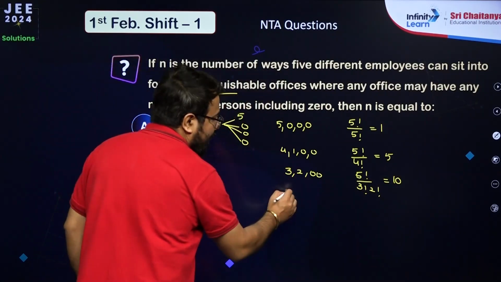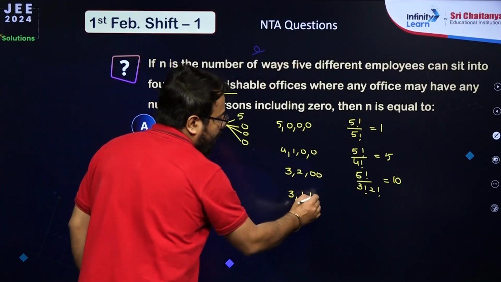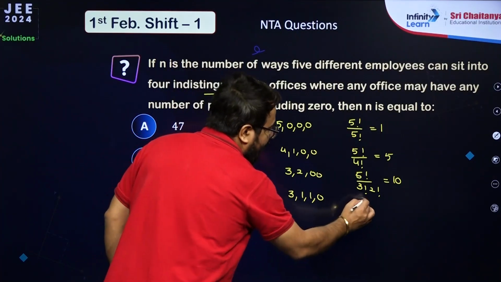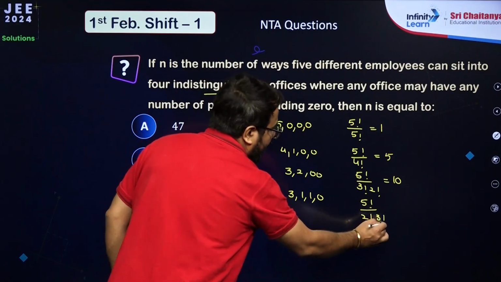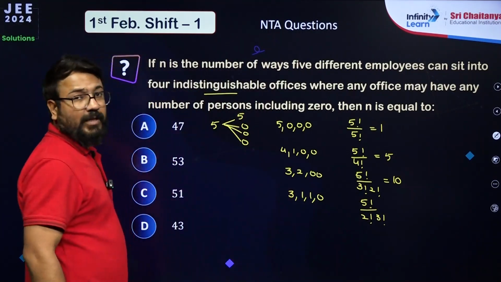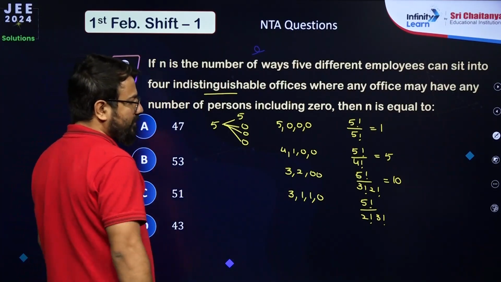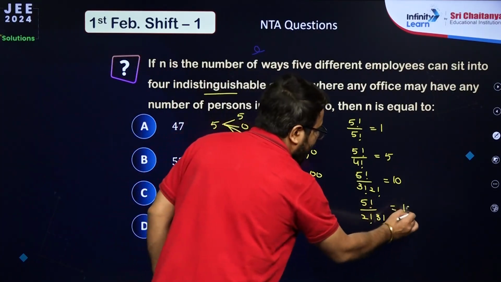Next possibility is 3, 1, 1, 0. So that will be 5 factorial over 2 factorial and 3 factorial. This 2 factorial is coming because of the 2 equal size groups. I hope this has been clear to you. So that is why it becomes 10.